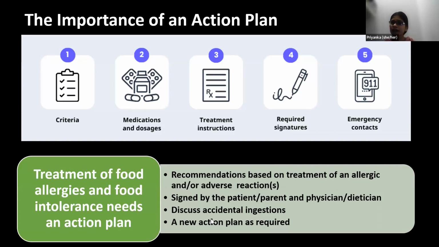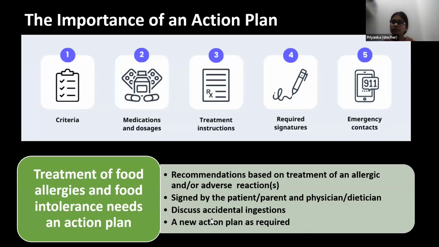Once we have these 5 elements ready with an action plan, a dietitian or nutritionist can make recommendations based on the treatment of an allergic reaction or any adverse reactions. Make sure we get it signed by the patient, or by the parent if the patient is a child under 18, and it should be signed by a physician and a dietitian.